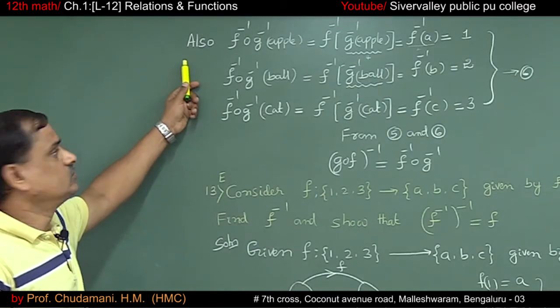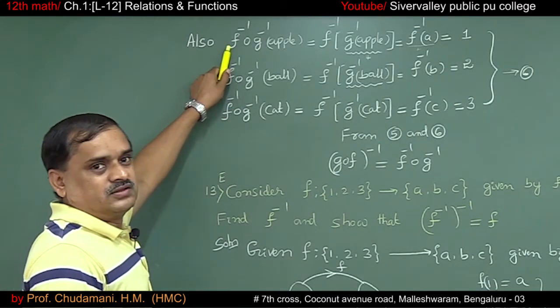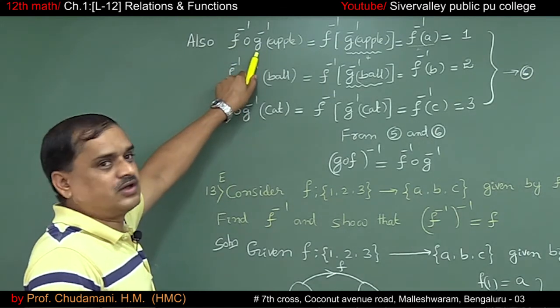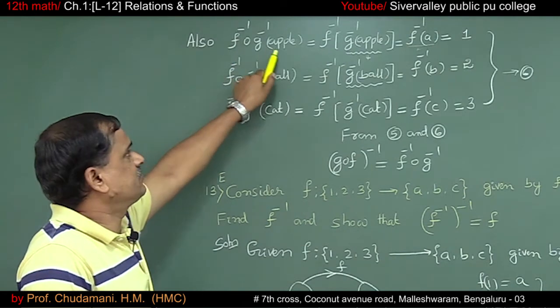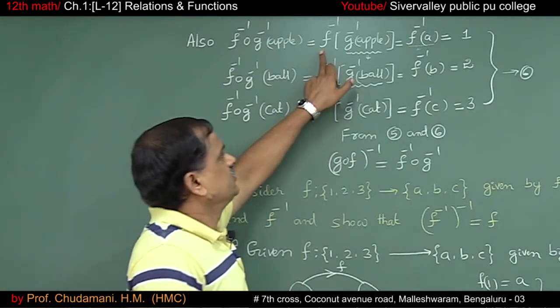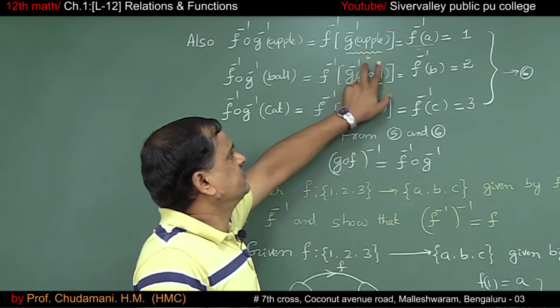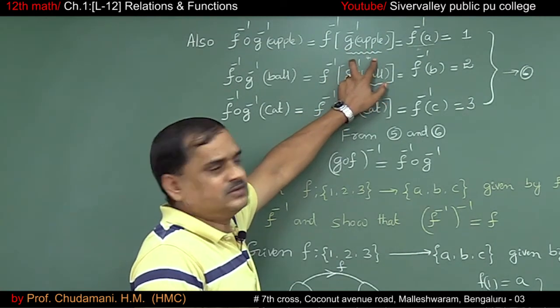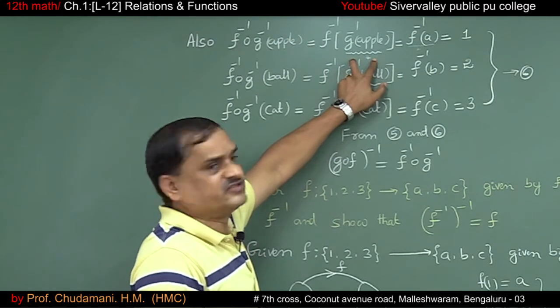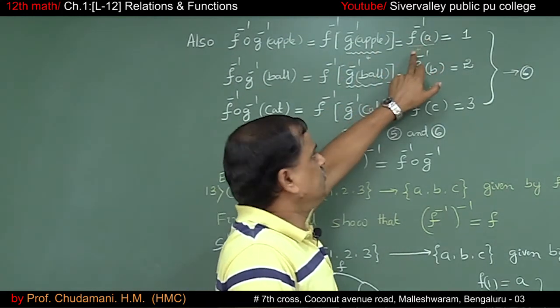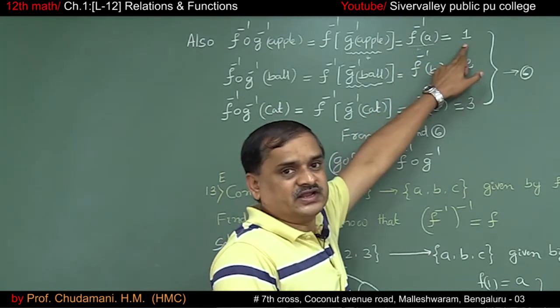Also, F inverse circle G inverse, nothing but composition of G inverse and F inverse of apple, is equal to F inverse of G inverse of apple. Look at equation 4, G inverse of apple is nothing but A. So F inverse of A, by using equation 2, it is 1.